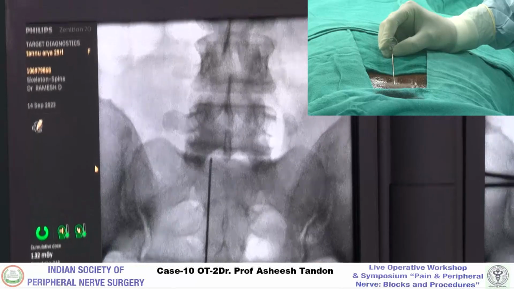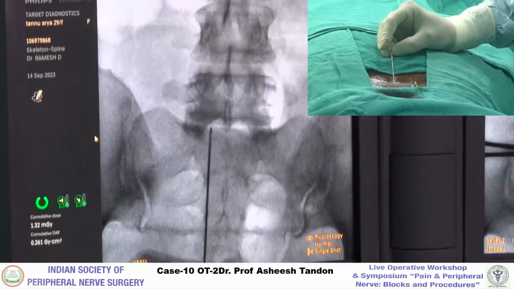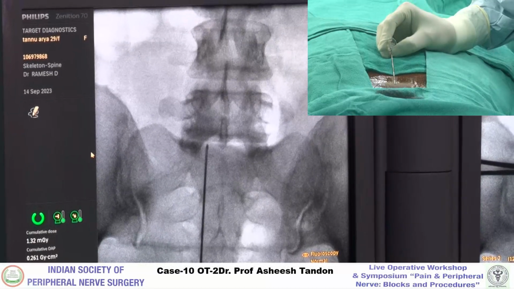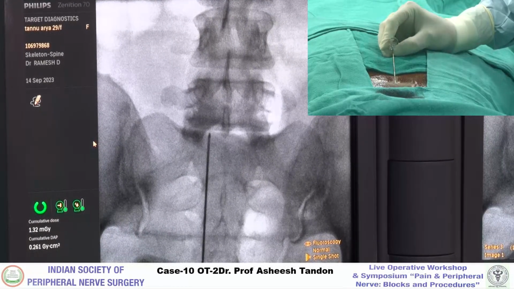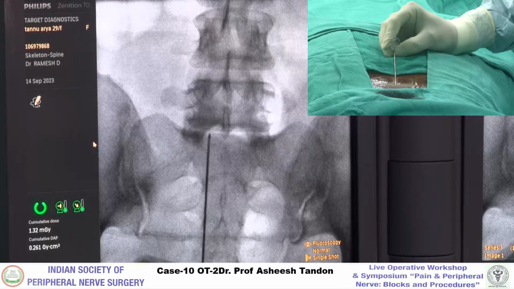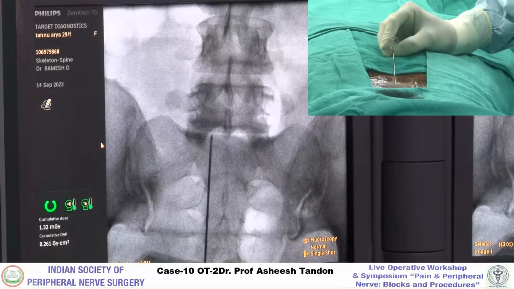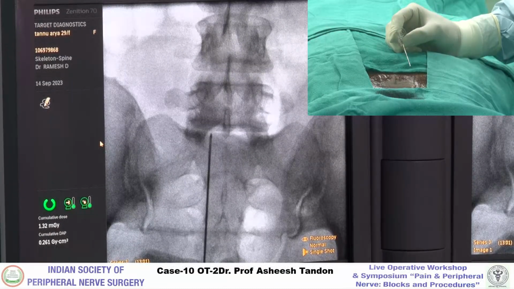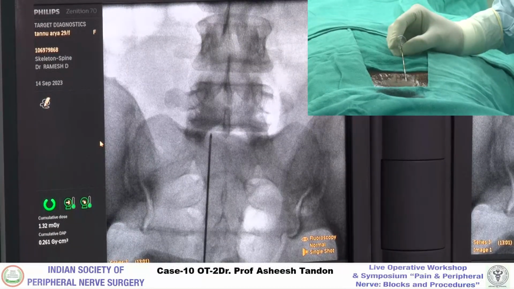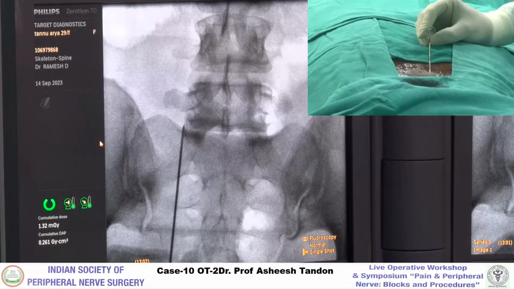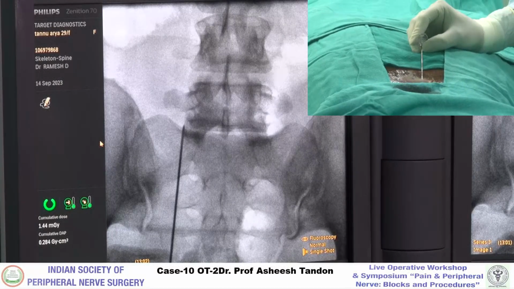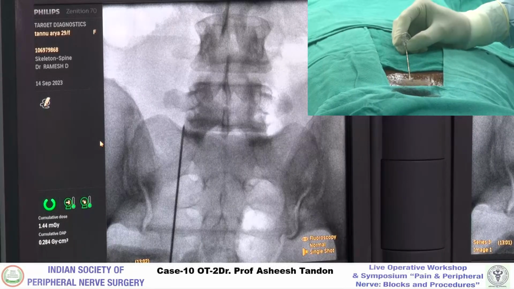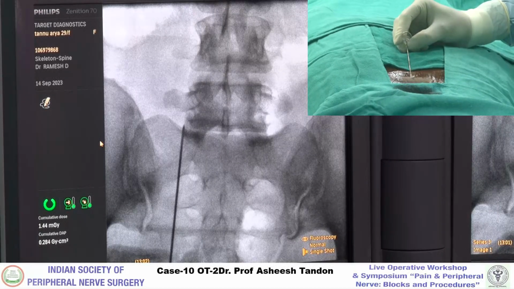Deepak, can you appreciate? Yes, we can see. So I am on the left side of the patient. This is an AP view. We are now paramedian. The idea is to give the drug. Either you give the drug from this side, or you give the drug from this side. That's the basic idea.